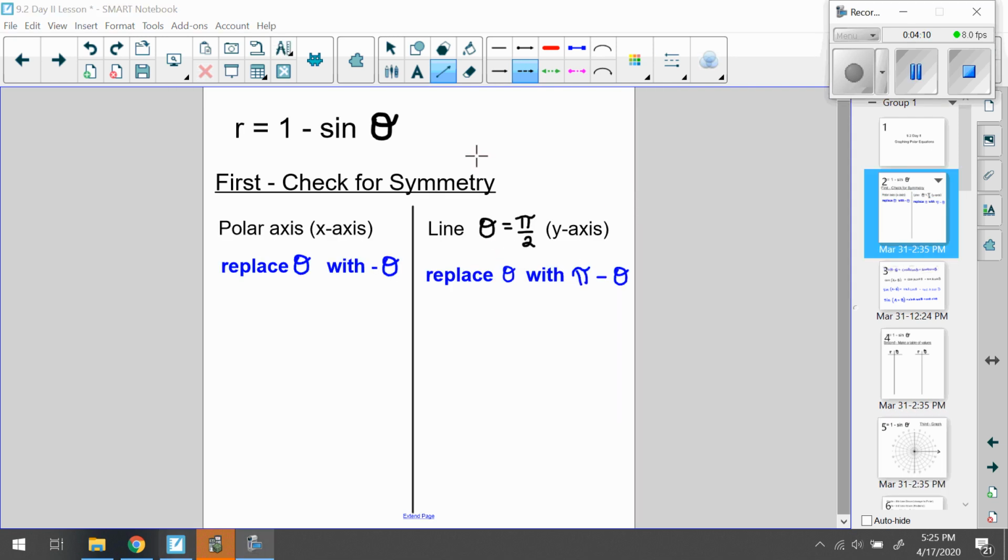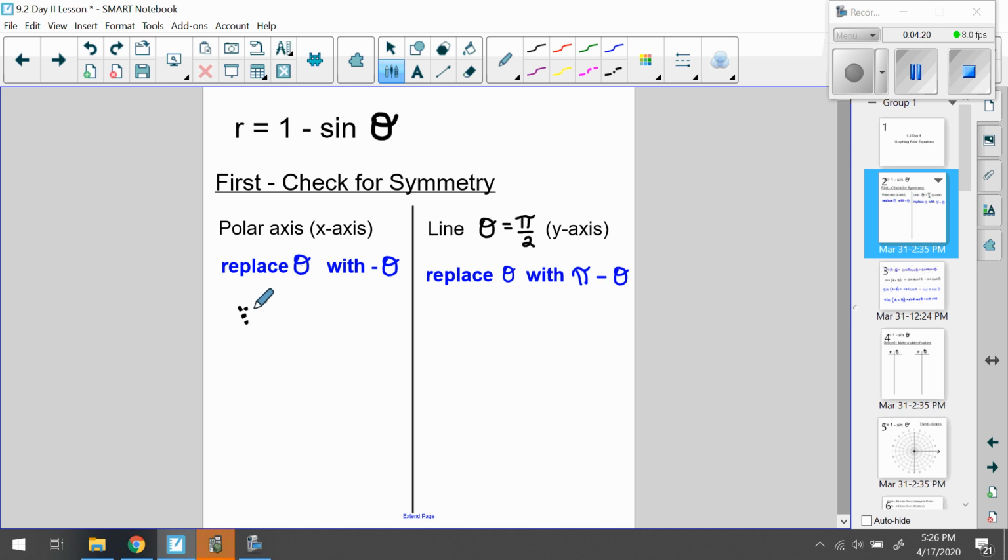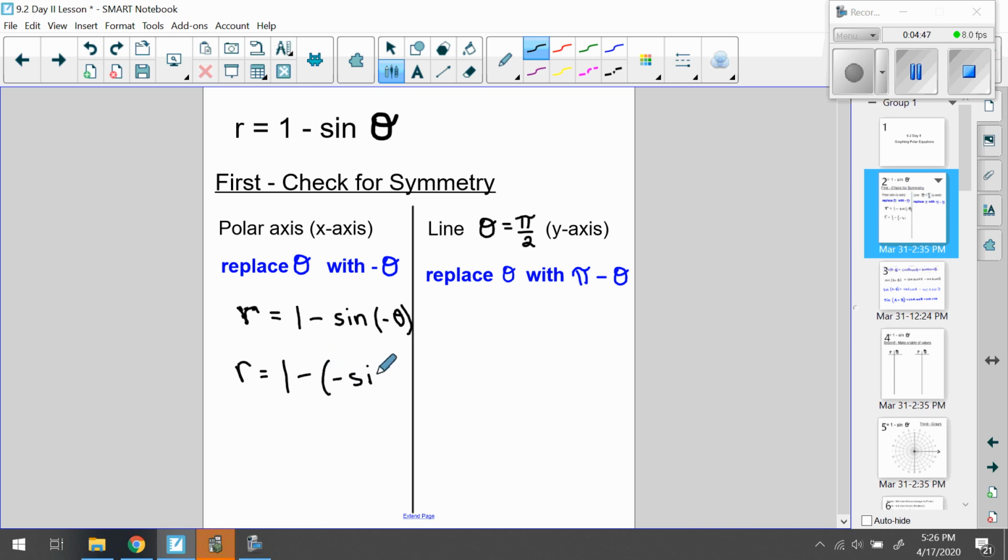Okay, so let's check for symmetry over the polar axis first. And to do that, again, we're just going to replace theta with negative theta. So we'll say r equals 1 minus sine negative theta. And then you might remember from earlier chapters that sine is an odd function. And so what that means is that sine negative theta is the same as negative sine theta. So we could change this to minus negative sine theta. And then 1 minus a negative ends up being plus. And so we get r equals 1 plus sine theta.